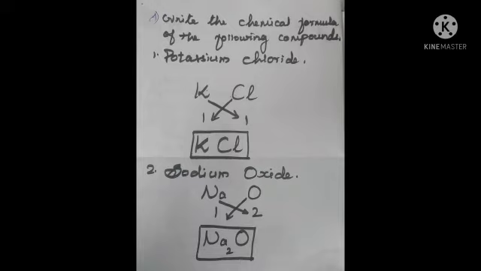K, and chloride, Cl. This is the symbol for potassium and chloride. Next, second step, we want to write the valency. What's the valency of potassium? 1. So below K, potassium, you write 1.